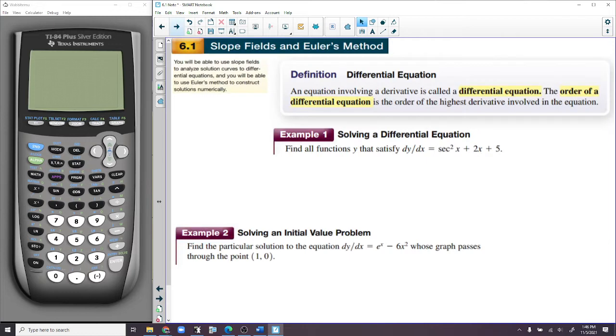These are slope fields. We're going to do Euler's method on Monday. We'll do that on day 2. An equation involving a derivative is called a differential equation. The order of a differential equation is the order of the highest derivative involved in the equation.